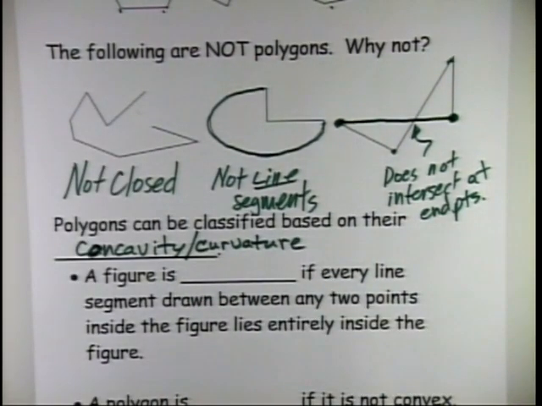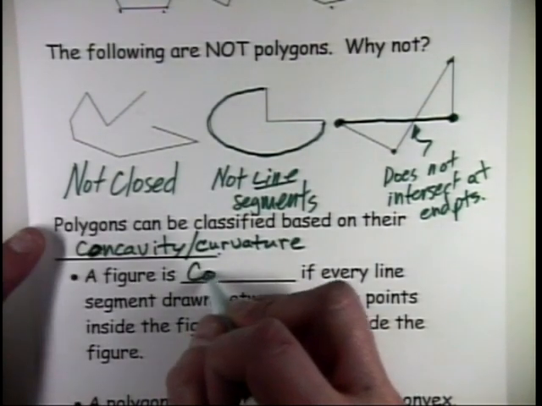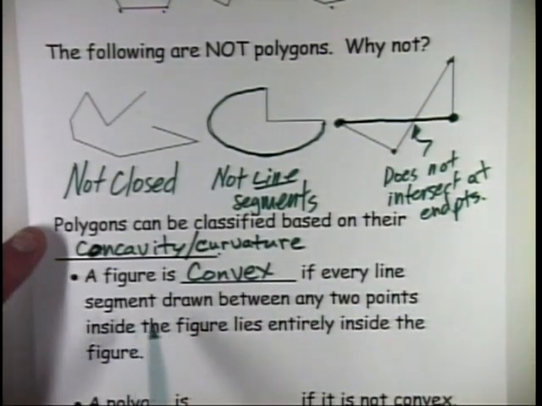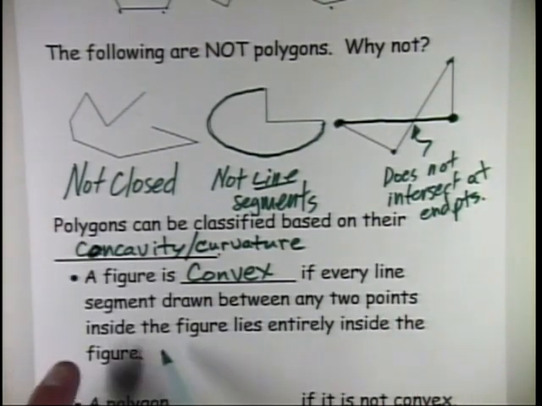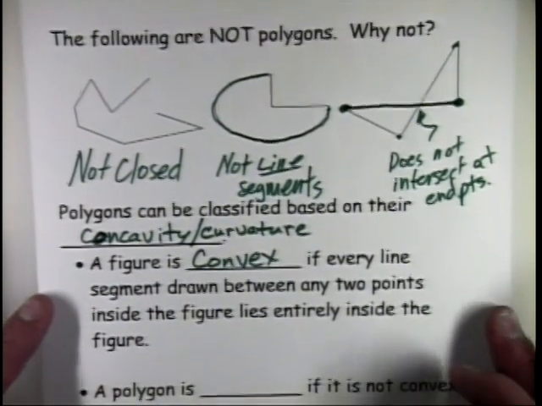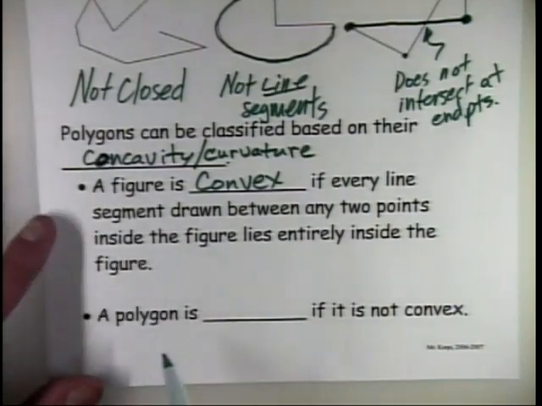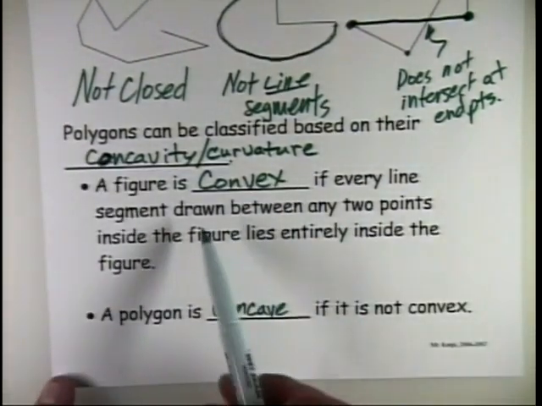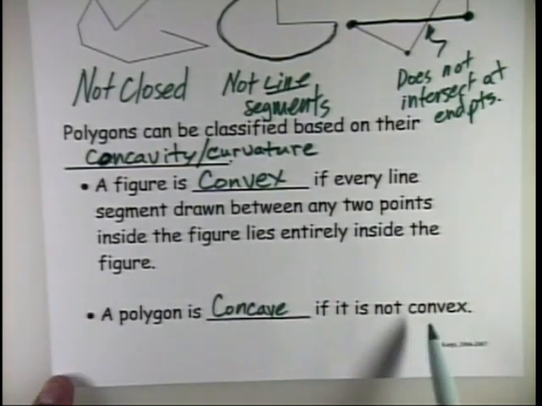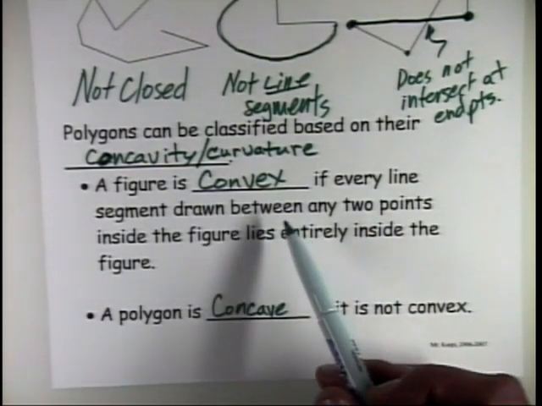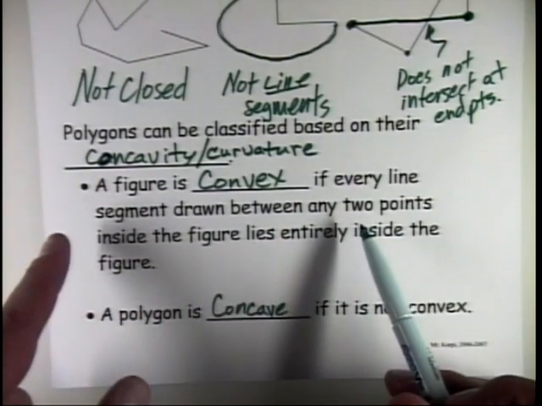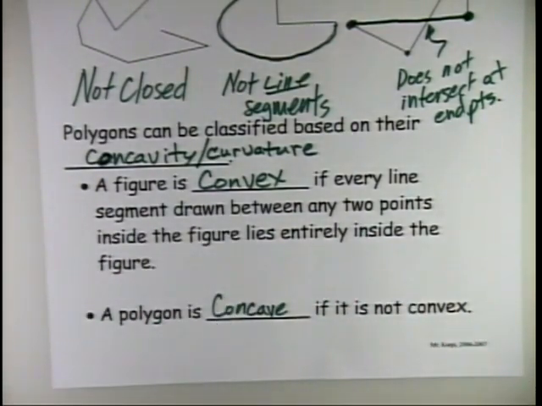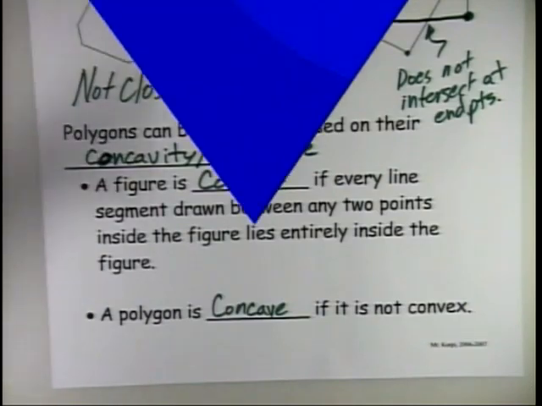of the shape. Okay? A figure is said to be convex if every line segment that's drawn between any 2 points on the interior of the figure is also entirely inside the figure. If it's not convex, or if you're in programming you could say else, a polygon is said to be concave. So if it doesn't fit this requirement, we say that it's concave. Which basically means we can draw a line segment from 2 interior points, and part of it is going to be outside the figure. All right? Let's look at some of those.